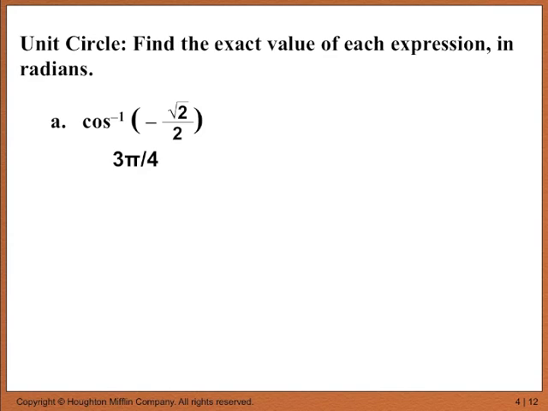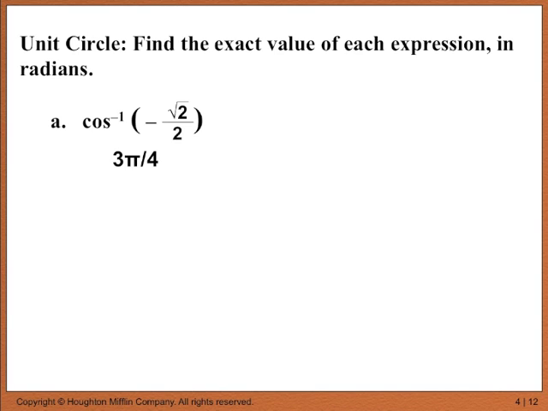Now, you may have noticed that there is another multiple of pi over 4 that also has an x-coordinate of negative root 2 over 2, right? And you might wonder, well, how do you know which one to choose? Here's how you know which one to choose. You have to remember the range of the inverse cosine. The range of the inverse cosine is 0 to pi. Therefore, any angle that is greater than pi is not a valid answer.